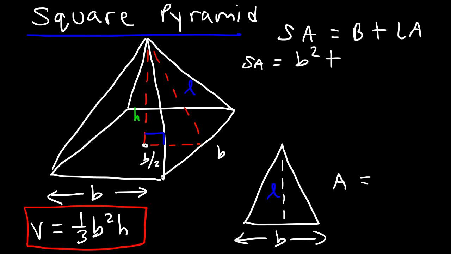Now we know that the area of a triangle is 1/2 base times height. The base B is the same, but the height is no longer H, it's the slant height L. Now notice that we have 4 of those triangular faces.